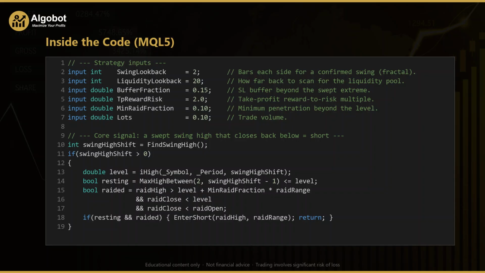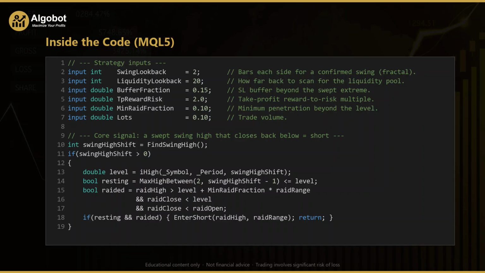TpRewardRisk, at 2, sets the take-profit distance as a multiple of the risk, so a value of 2 aims for twice the distance of the stop. MinRaidFraction, at 0.10, defines how far price must pierce past the level before it counts as a genuine sweep rather than a small wick. And lots sets the trade volume.